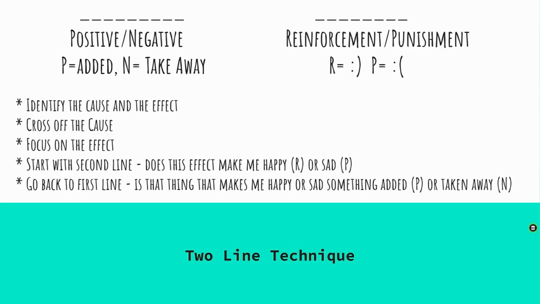And then you're going to start with the second line. The second line is for reinforcement and punishment. Does that effect make me happy or sad? If it makes me happy to have that happen to me, I'm going to give myself an R. If it makes me sad, I'm going to give myself a P. Then I'm going to do the first line and ask, is that thing that makes me happy or sad something that was added? You're going to give yourself a P for positive. Or something that was taken away? You're going to give yourself an N for taken away.